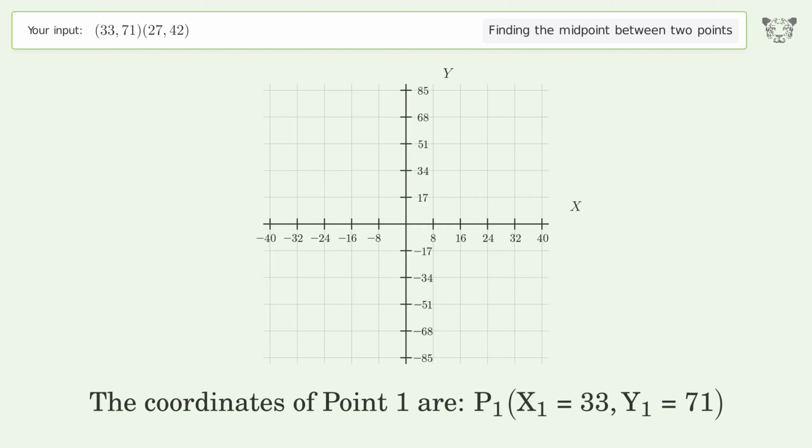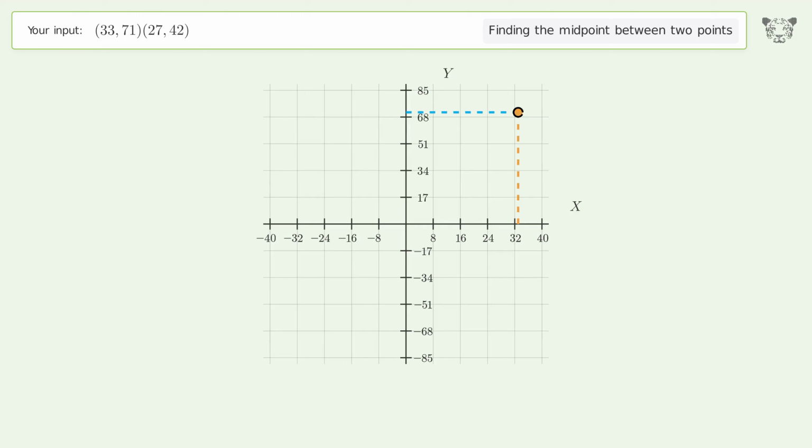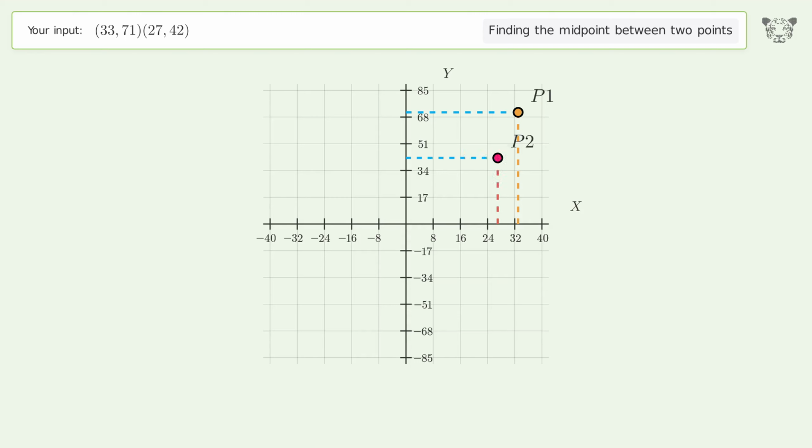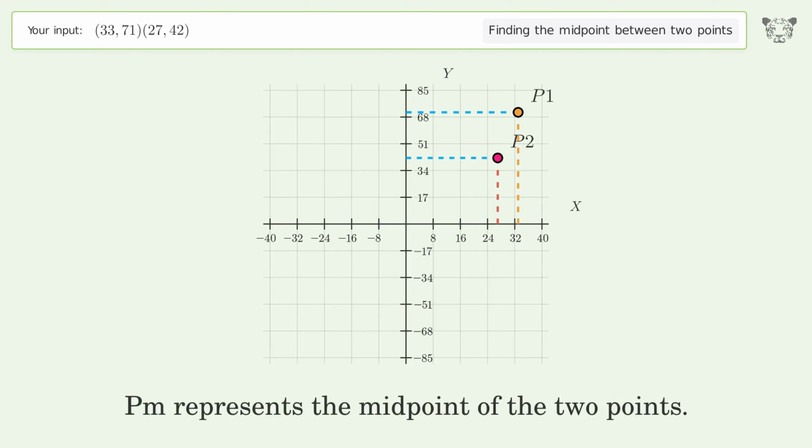The coordinates of point 1 are, x1 equals 33, y1 equals 71. The coordinates of point 2 are, x2 equals 27, y2 equals 42. PM represents the midpoint of the 2 points.